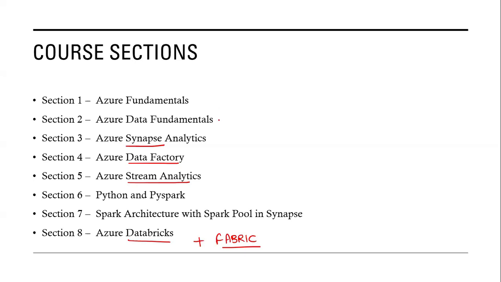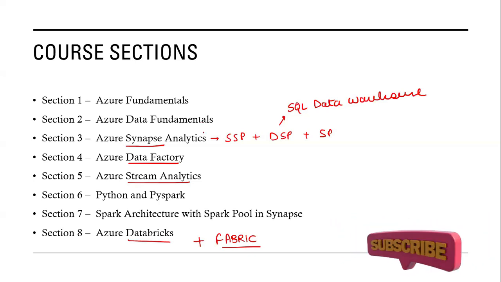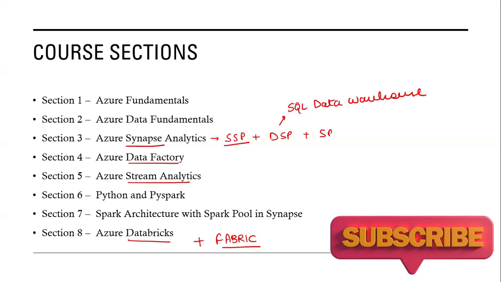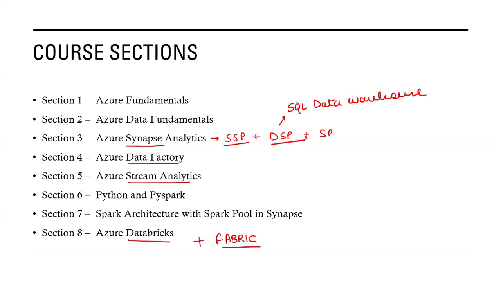When we start with Synapse Analytics, we'll see what a serverless SQL pool is, what a dedicated SQL pool is, and what a Spark pool is. These are the different pools that Synapse offers, where your dedicated SQL pool is nothing but your SQL data warehouse. So the data warehousing solution in Azure is the dedicated SQL pool within Synapse Analytics. We'll see how you can do exploratory data analysis using the serverless SQL pool, where you do not store anything. Then we'll see how you can create persistent tables using the dedicated SQL pool.